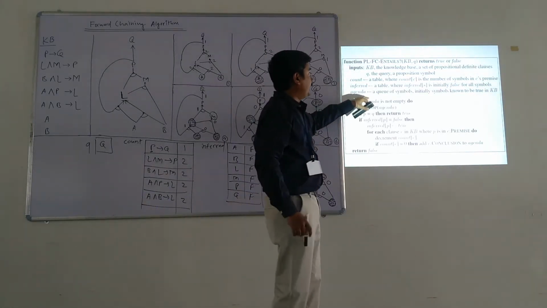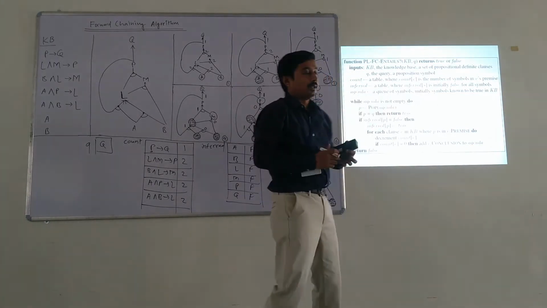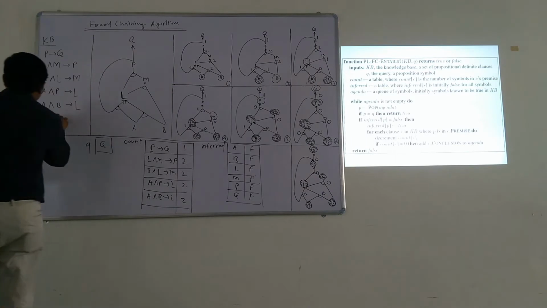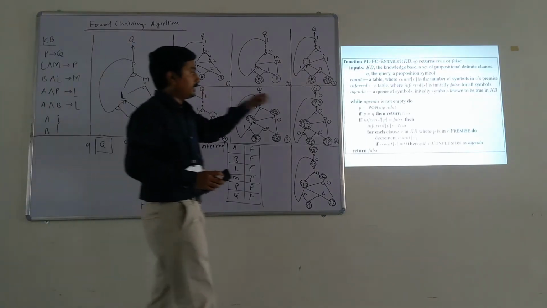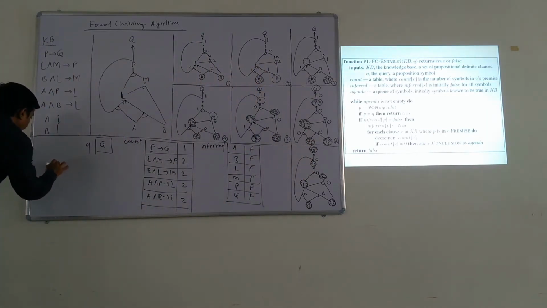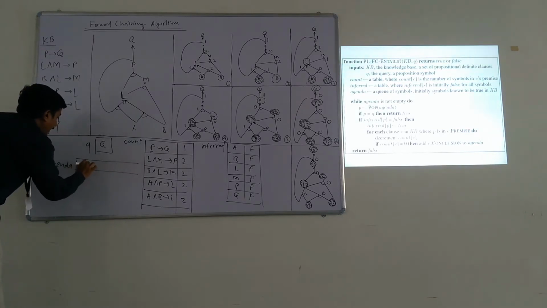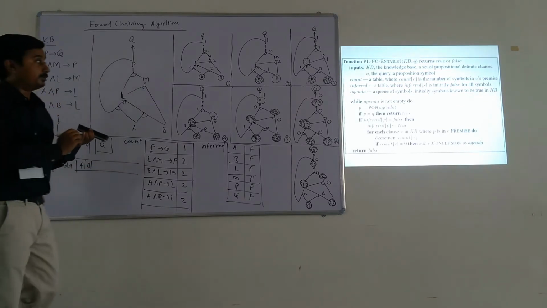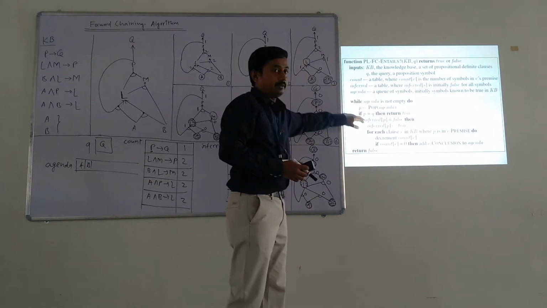Then next we have the agenda, a queue of symbols, initially symbols known to be true in KB. Now we have known facts in terms of A and B, so those will be in the agenda queue. Let us maintain that agenda queue. It is a queue. Initially A and B are inserted in the agenda queue. Now all the variables are initialized. Now let us start with the algorithm.